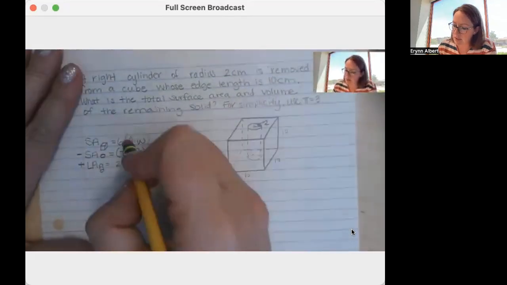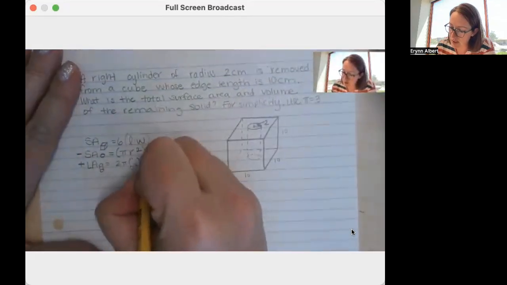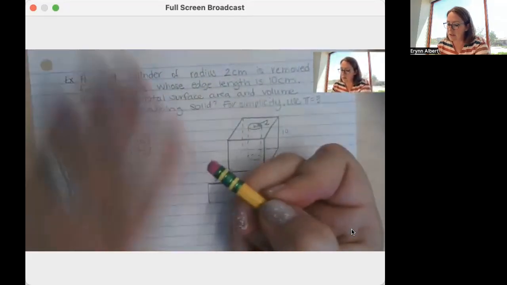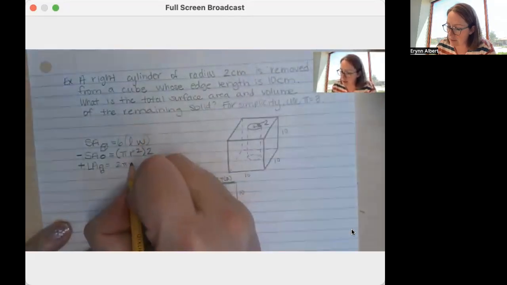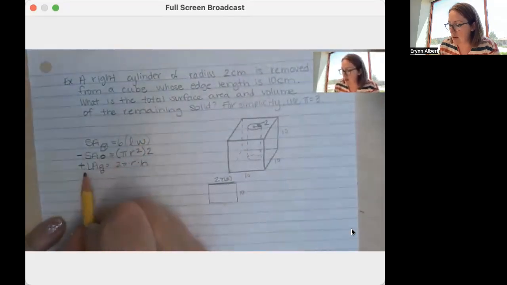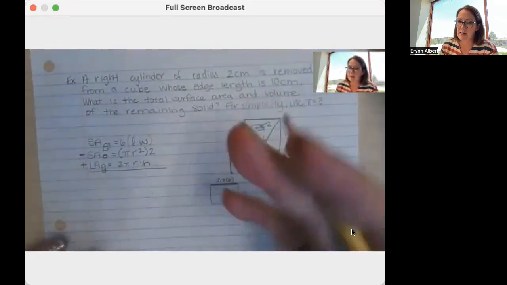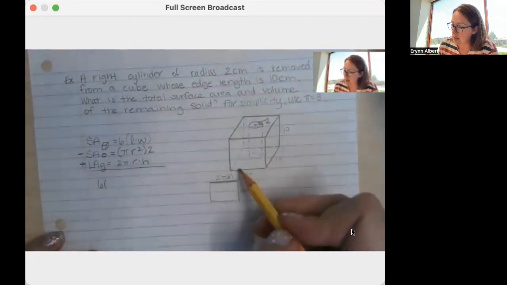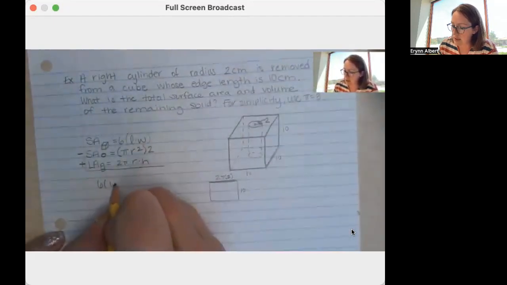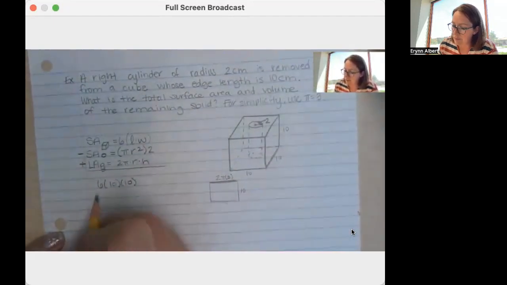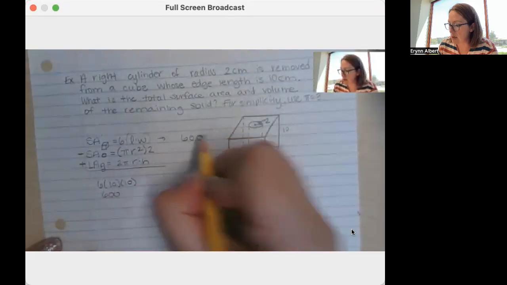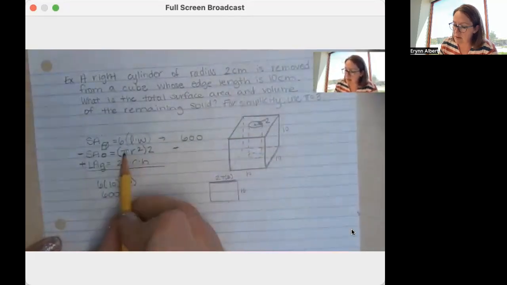Okay, well, let's do this. Let's do 2 pi r times height, because this has all the formulas with variables. So let's continue that, and then we'll add it all up. Now let's take each piece of this. This one, we're going to do 6 times length and width. So 10 times 10 is 100, times 6, I'm going to get 600. So this is 600.